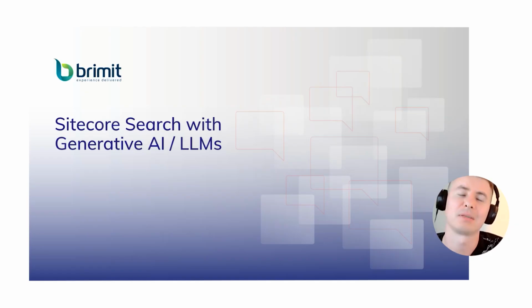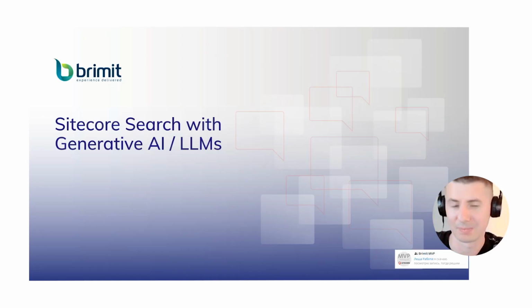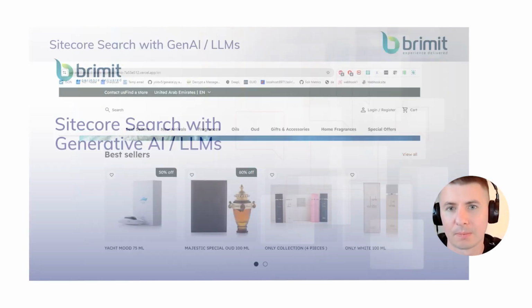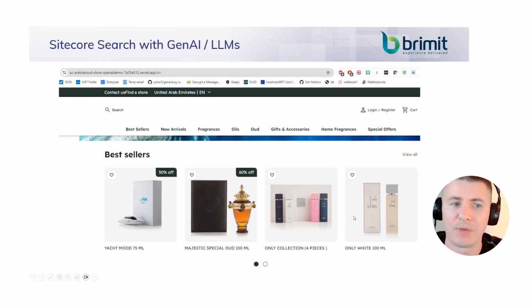So we have an e-commerce customer that has asked us to implement some smart search results by using AI in combination with our brand's content. So we have a website. Our website sells perfumes, and our task is to create an AI assistant that will help the user find the right fragrance.